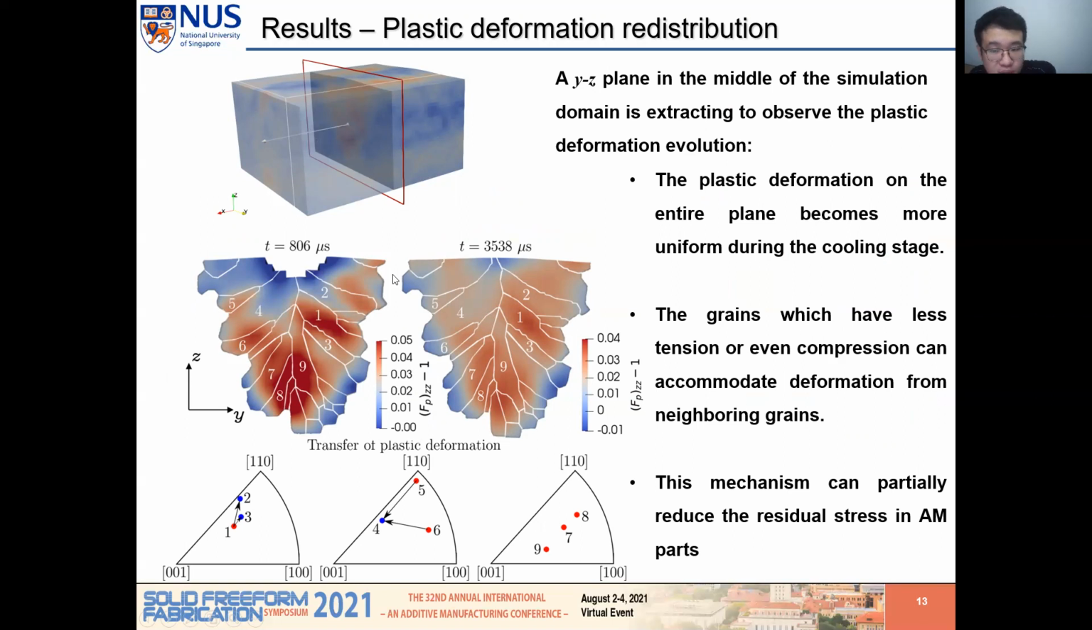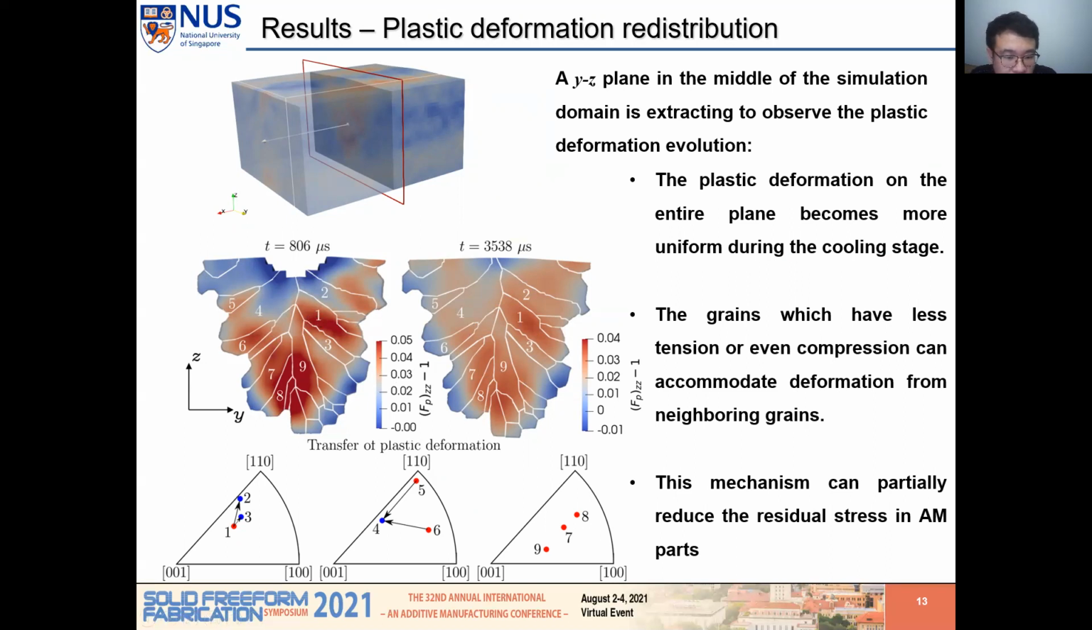To check the plastic deformation evolution during cooling, let's take case 2 as an example. The grains which have less tension, we find the plastic deformation becomes more uniform from here to here after the cooling stage. So the grains which have less tension can accommodate deformation from neighboring grains.